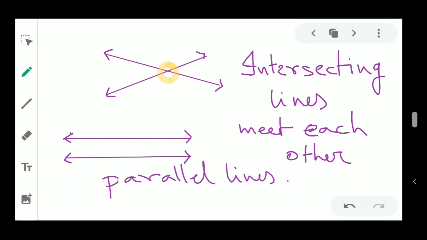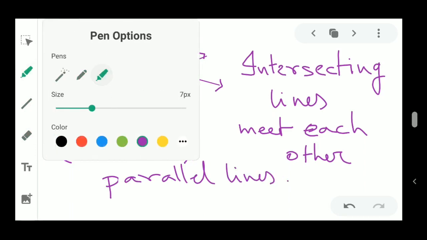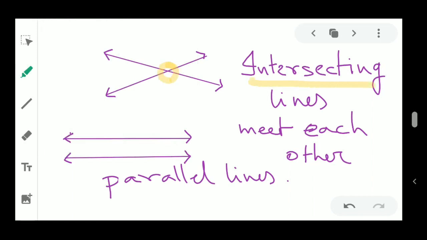Okay, so two things we have here. One is called intersecting lines, those who meet with each other. One is called parallel lines, those who don't meet with each other. Okay, now next thing, we have two more shapes.